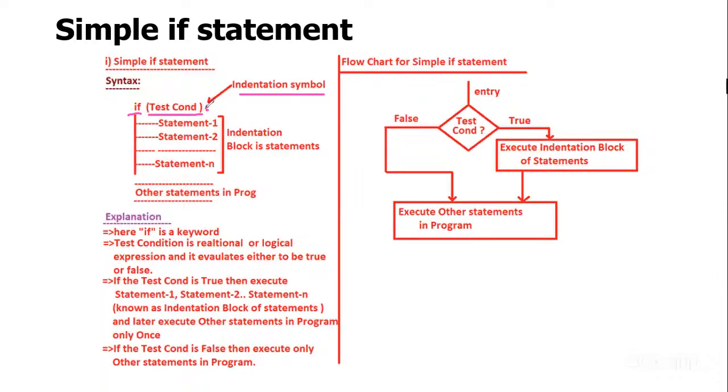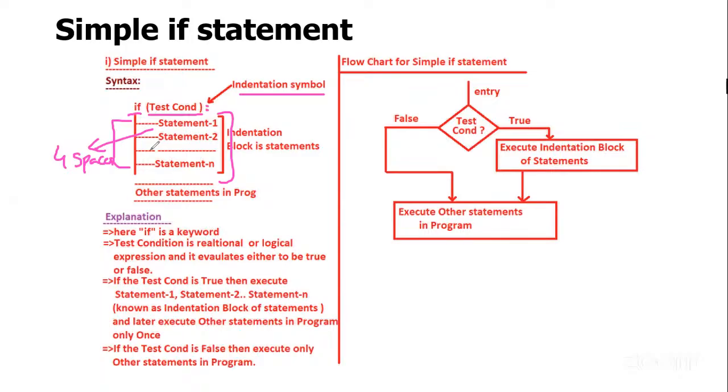This symbol tells the PVM that whatever statements are next to that symbol represent an indentation block. And you observe here, these statements are not starting from the start of the line. By default, there is some space, and this space takes 4 spaces by default.